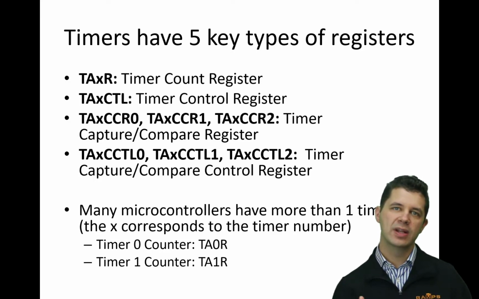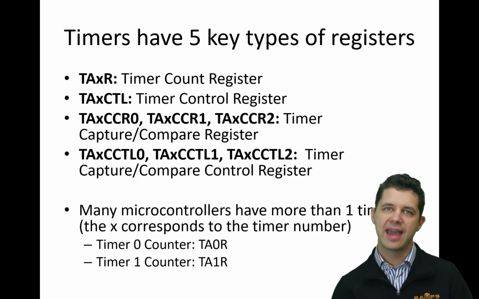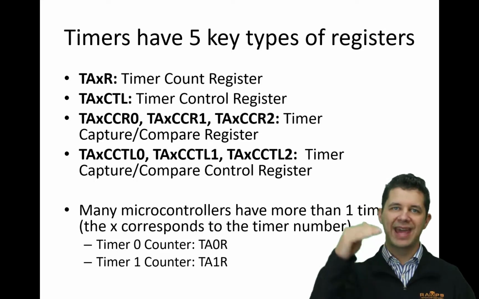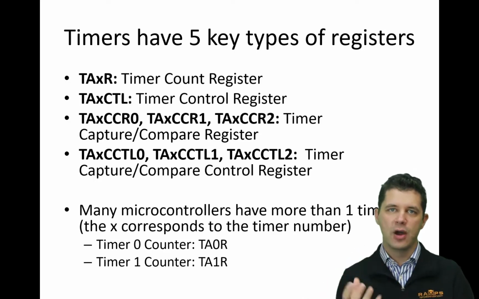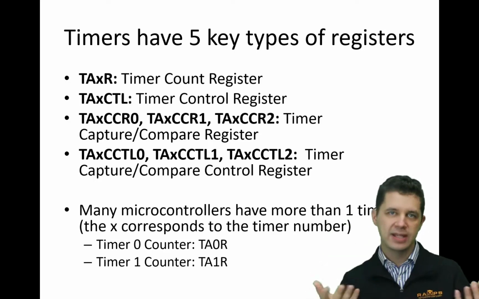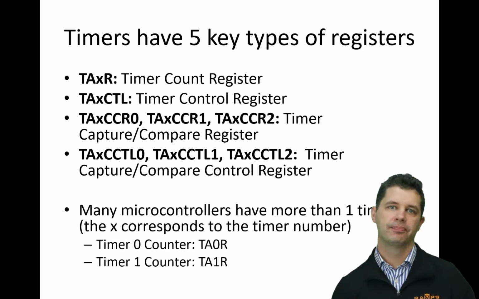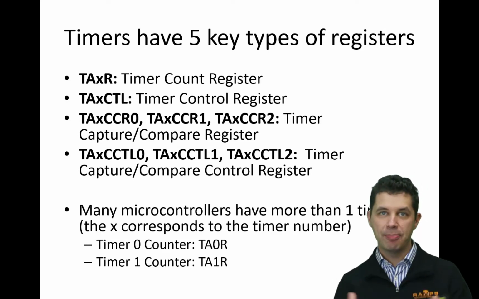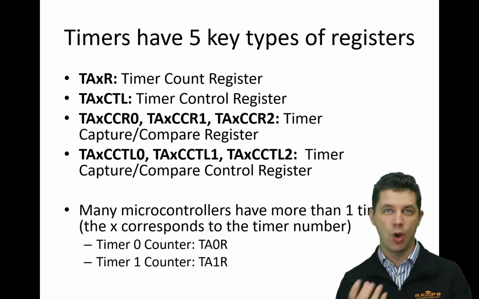So our first one is the TA0R or TA1R register. This is our count register. So it's the register that keeps on counting up until it hits a certain value and then it resets again and then keeps on counting up, hits a certain value, resets again, and so on and so forth. Our next one, the TA0CTL or TA1CTL control register, is the register that we use to set up the timer and configure how it's all going to operate.